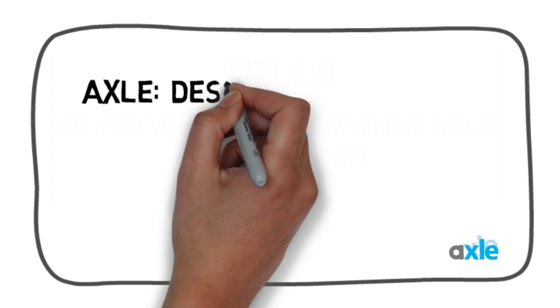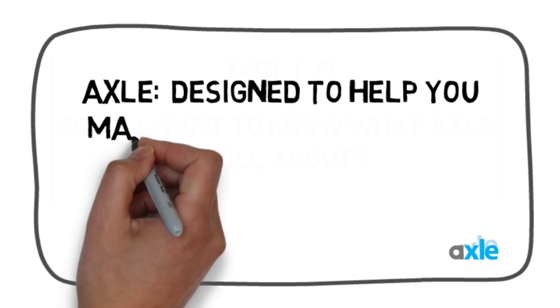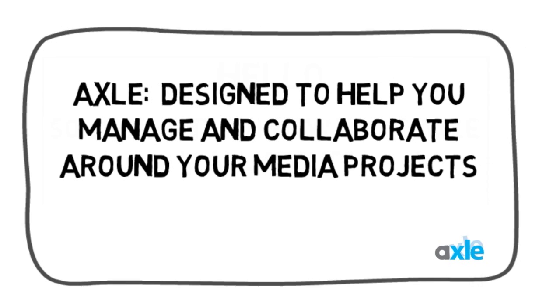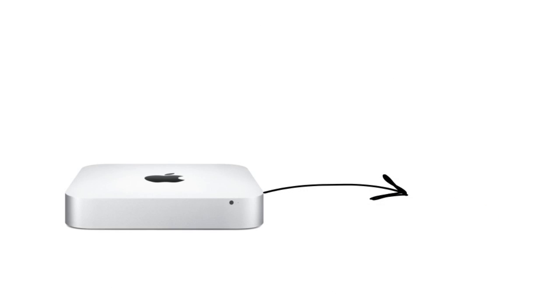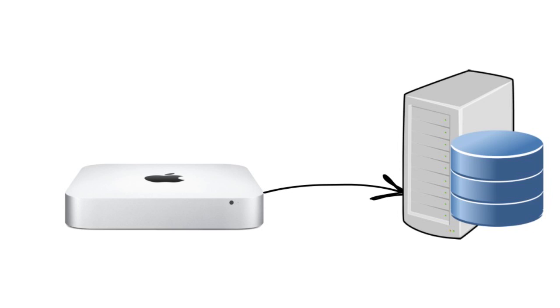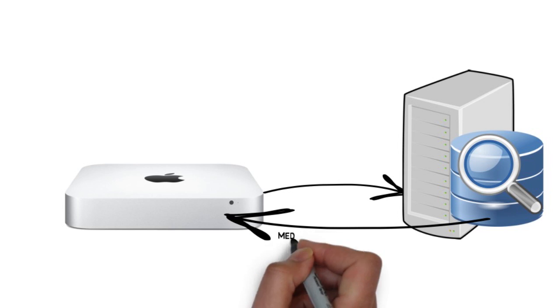Axel software has been designed to help you to manage and collaborate around your media projects. Axel runs on a Mac Mini that's connected either directly or over the network to your media storage. It will automatically search your media storage and catalogue all your media in its database.